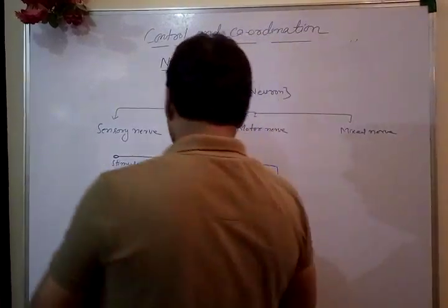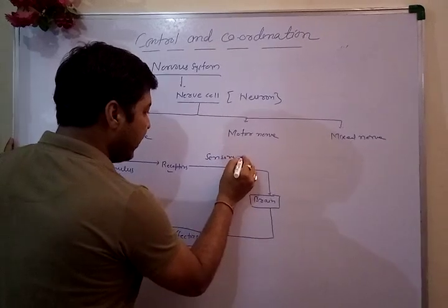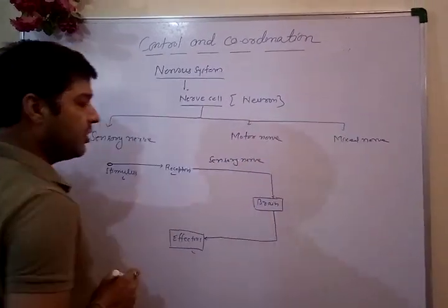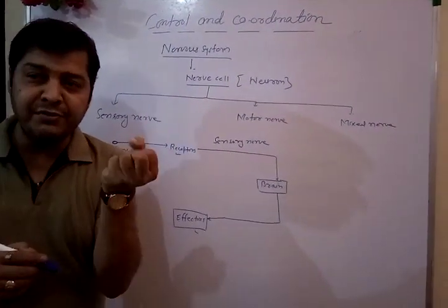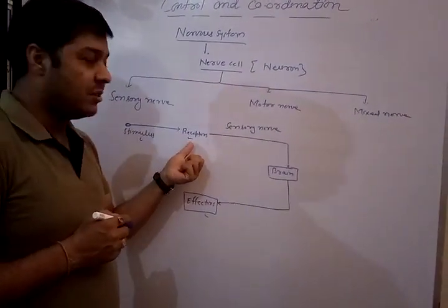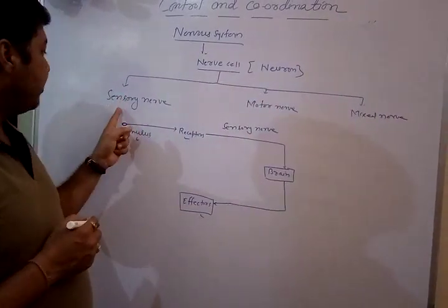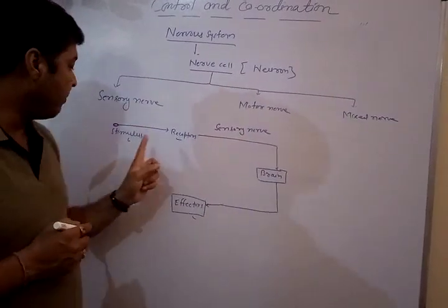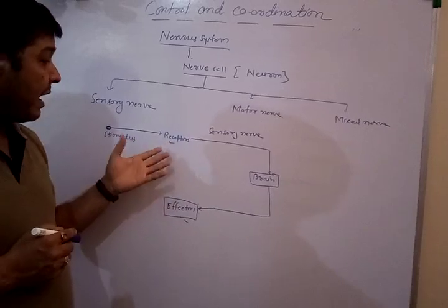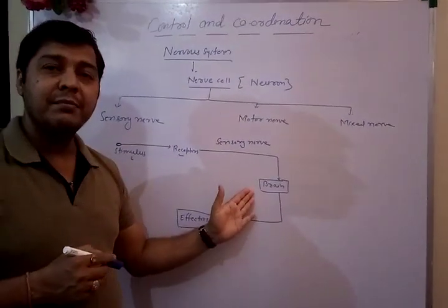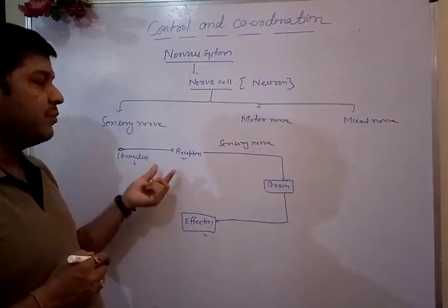And then the sensory nerve will come into action. Sensory nerves are those kinds of nerves which receive the message from the receptors and send it to the brain. Clear? What is a sensory nerve? The nerves which receive the message from the receptors and send it to the brain are called sensory nerves.